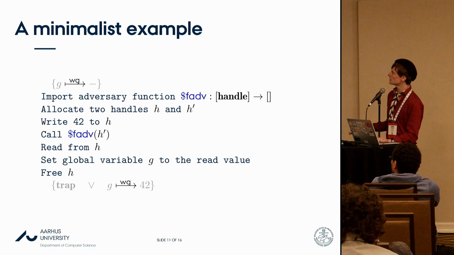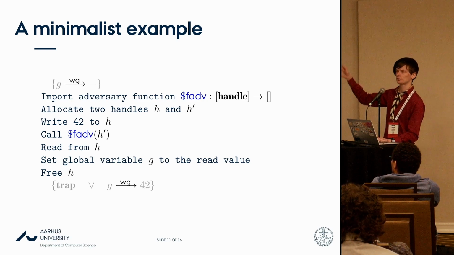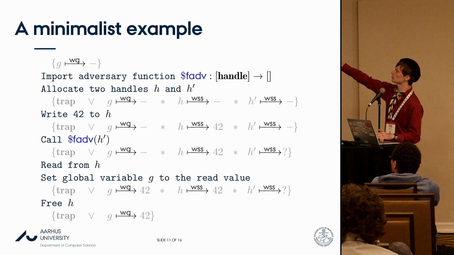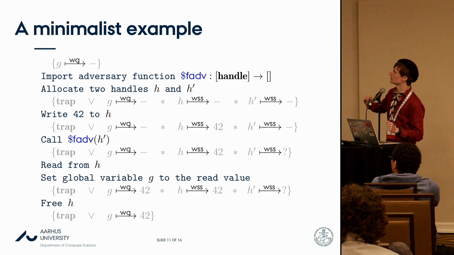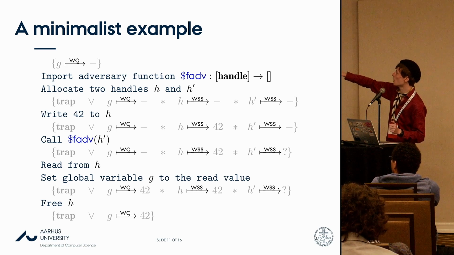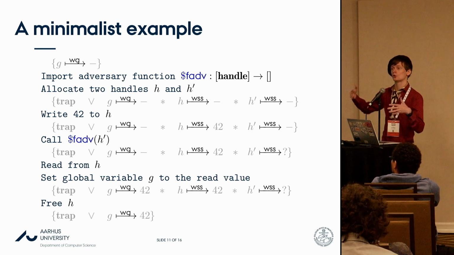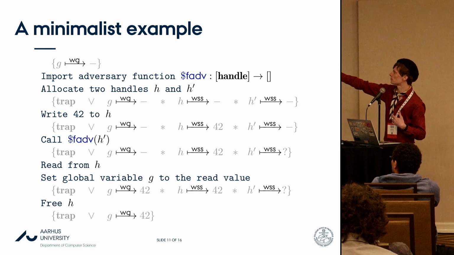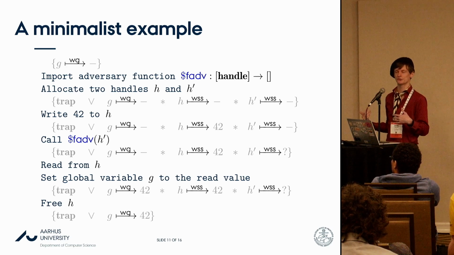Now, if you've done separation logic before, you might have some intuition of how you might go about proving this. Here are the intermediate steps. When I allocate my two handles, well, that could trap, so I have a trap that I place already there on my second gray line. But if it does work, then I get two extra resources corresponding to my handles h and h prime. When I do that write operation to h, I modify my resource. Now I know that it points to 42.